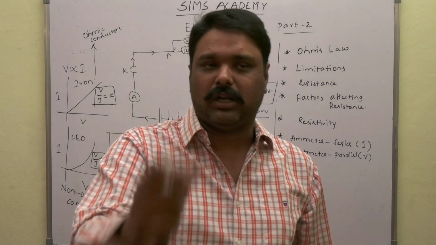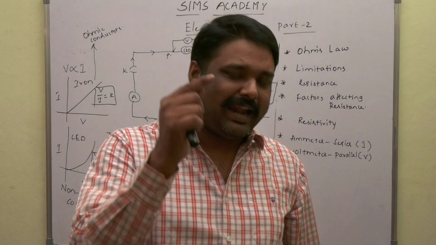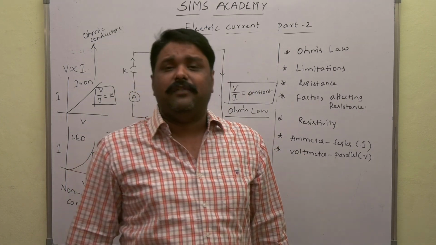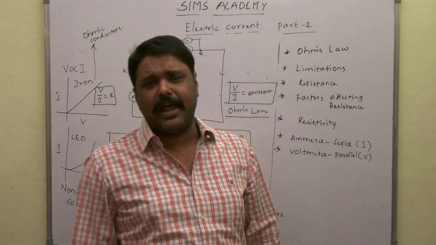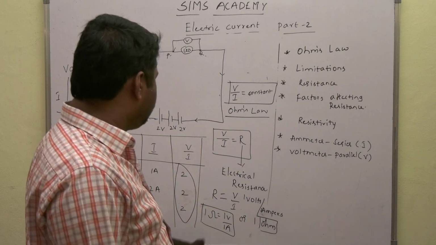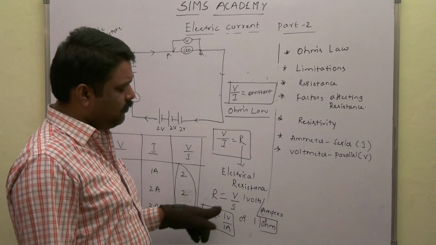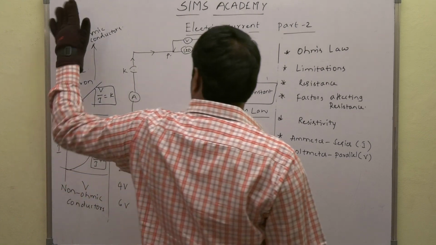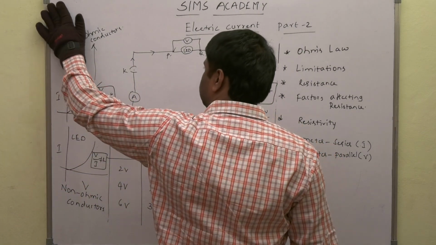If 1 volt of voltage causes 1 ampere of current in the circuit, we say it is 1 ohm, and the symbol for ohm is this one. 1 ohm equals 1 volt by 1 ampere.